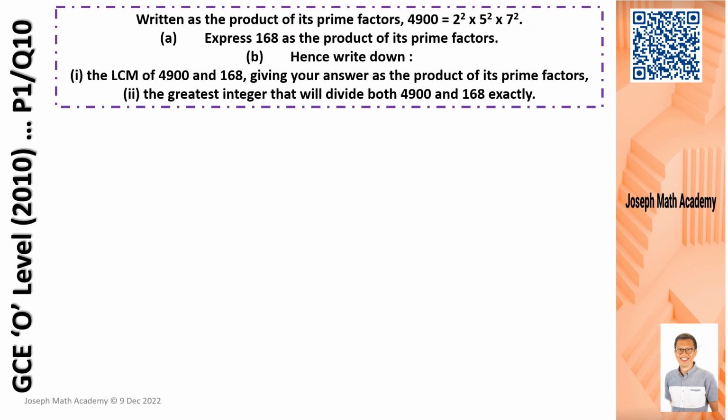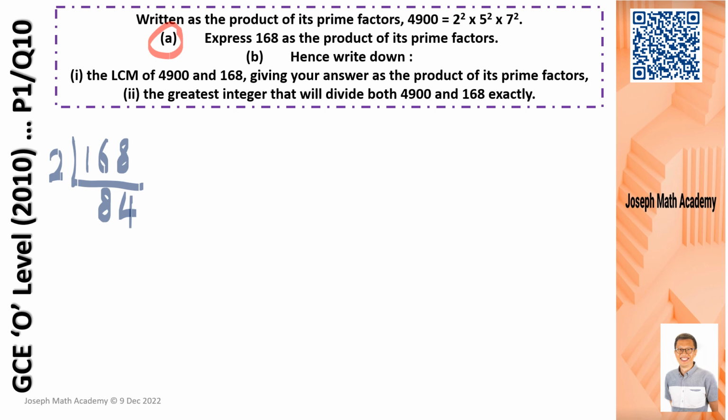All right, next slide. Let's do part A first. Part A is asking us to express 168 as a product of its prime factors. Remember, to write 168 as a product of prime factors, we have to do prime factorization, using repeated division. We are very familiar with this, so I'm going to do it now. 168, repeated division, we introduce the smallest prime number, which is 2. So 168 divided by 2 gives us 84.